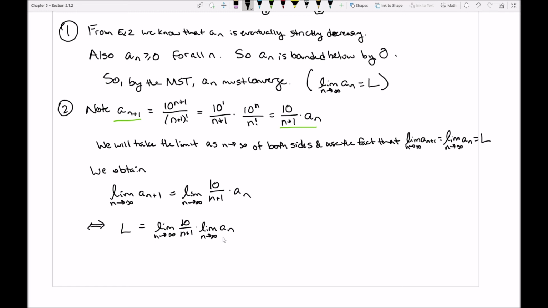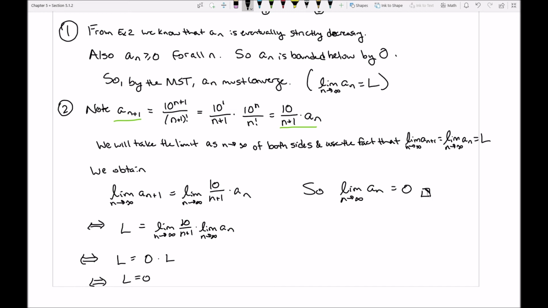If you go back to the limit laws from the previous section, remember that you can only make a move like what we did here if both individual limits exist. So now I can rewrite this as L equals, this limit is going to be 0, that limit is going to be L. 0 times L, of course, is just 0. But this means that L, the limit that I have, is actually 0. So, as a conclusion, the limit of a sub n as n approaches infinity is indeed 0.